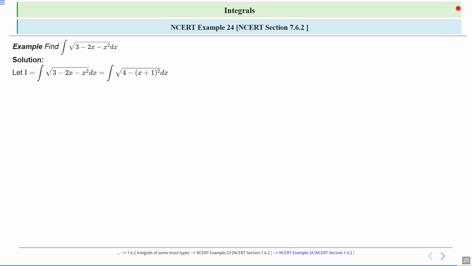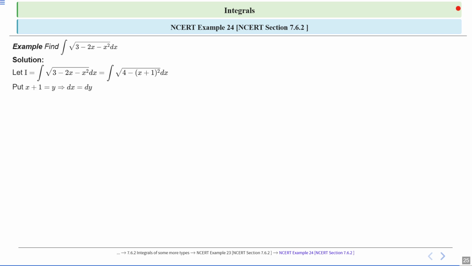So for that we can write 3 minus 2x minus x square as 4 minus x plus 1 whole square, and x plus 1 whole square is x square plus 2x plus 1. So we split 3 as 4 minus 1. So it becomes 4 minus 1 minus 2x minus x square. So we get 4 minus x plus 1 whole square.